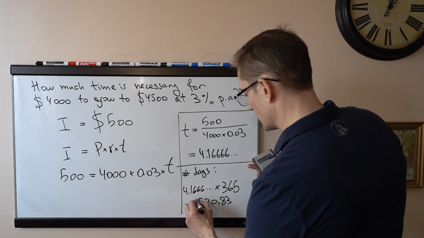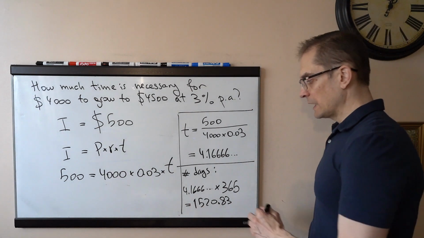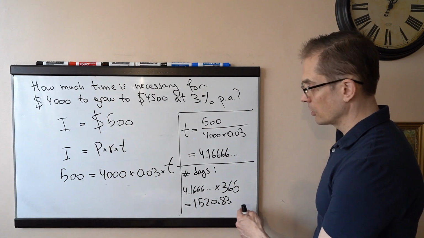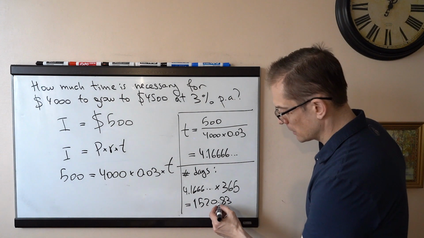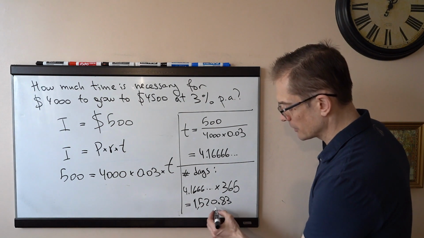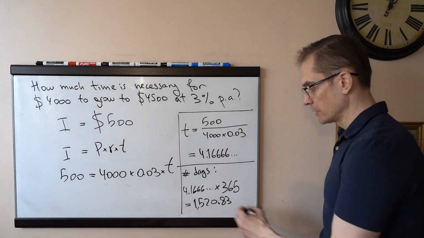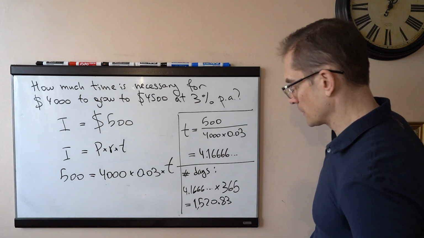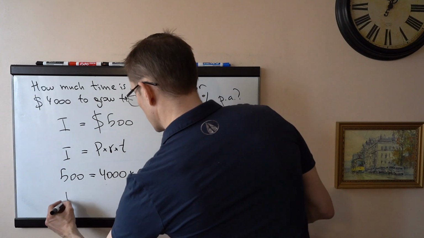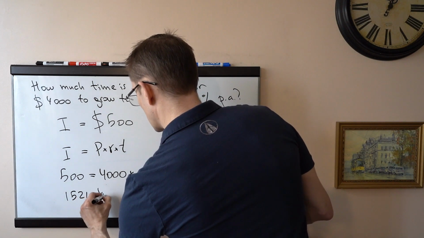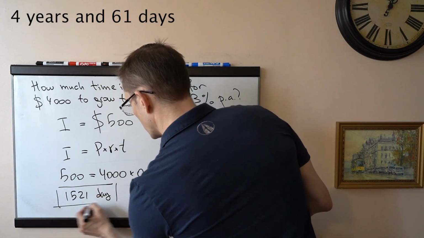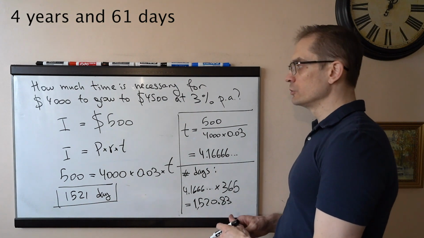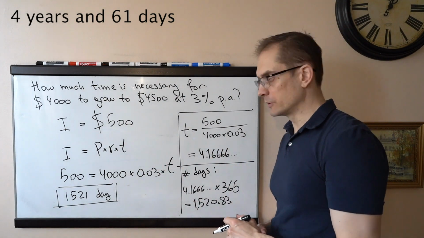So the answer would be 1520.83. So it takes 1520.83 days. Okay. However, in our financial mathematics problems, we always will round this number up. So we will say that it's actually 1521 days. We will round it up. Why do we round up? To ensure that we do hit that necessary amount of interest.